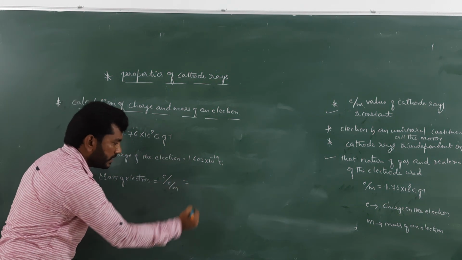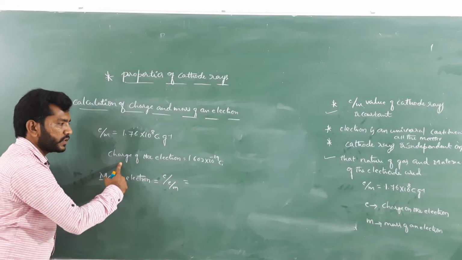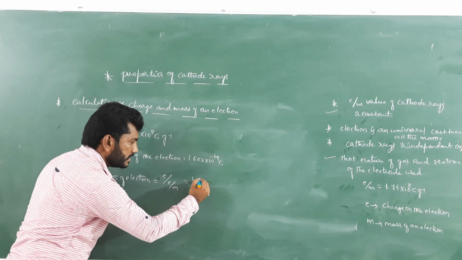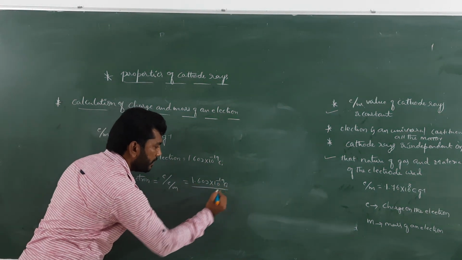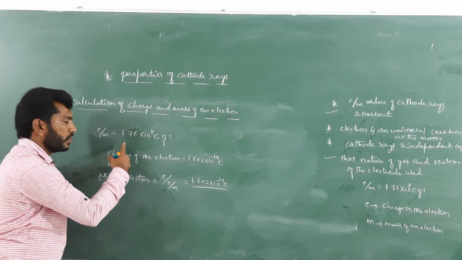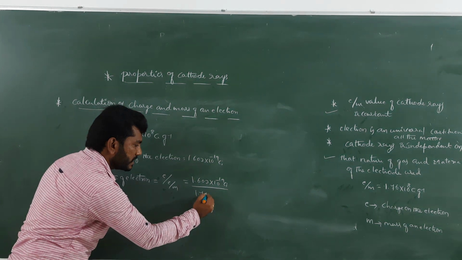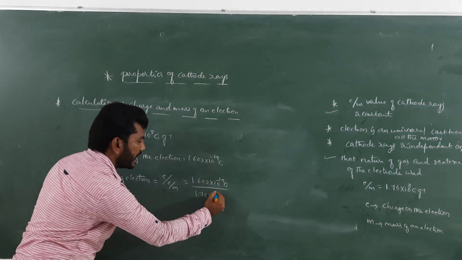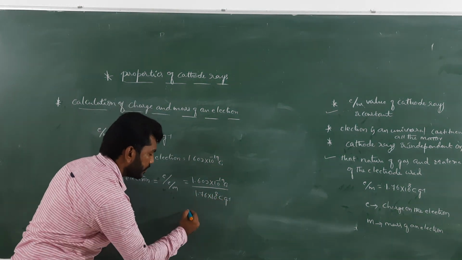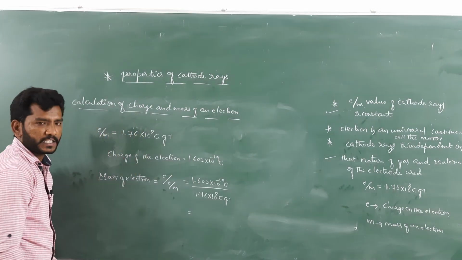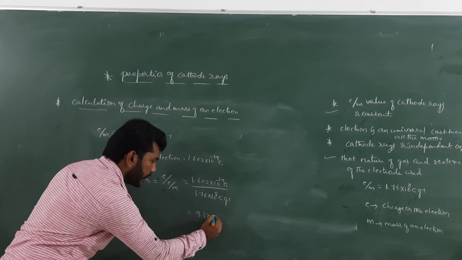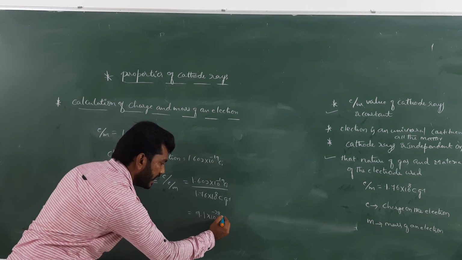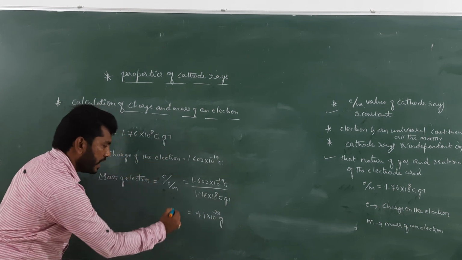Okay, so that's why e is nothing but the charge of the electron, which is 1.602 into 10 to the power of minus 19 coulomb, divided by the e by m value, guys, which is 1.76 into 10 to the power of 8 coulomb per gram. If you solve these, ultimately we get that the mass of the electron would be 9.1 into 10 to the power of minus 28 gram, which is very important, guys.